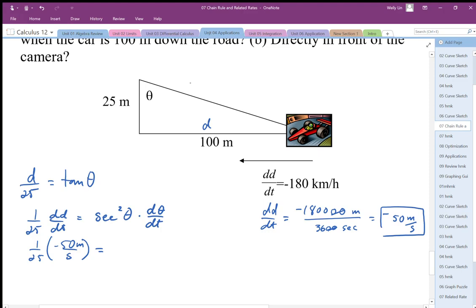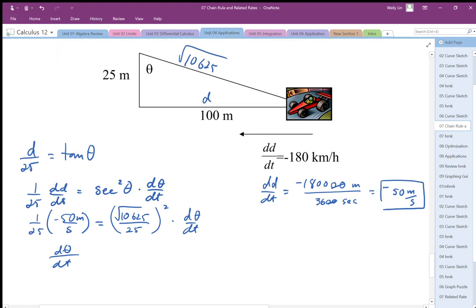That's going to be 625 plus 10,000, so the square root of 10,625. Okay, I'm not going to bother simplifying that, but this is going to be my ratio, the hypotenuse over adjacent squared. So secant squared theta is going to be that times d theta by dt. Okay, and then I can simplify all this. That looks kind of messy, but it looks like things simplify nicely here.